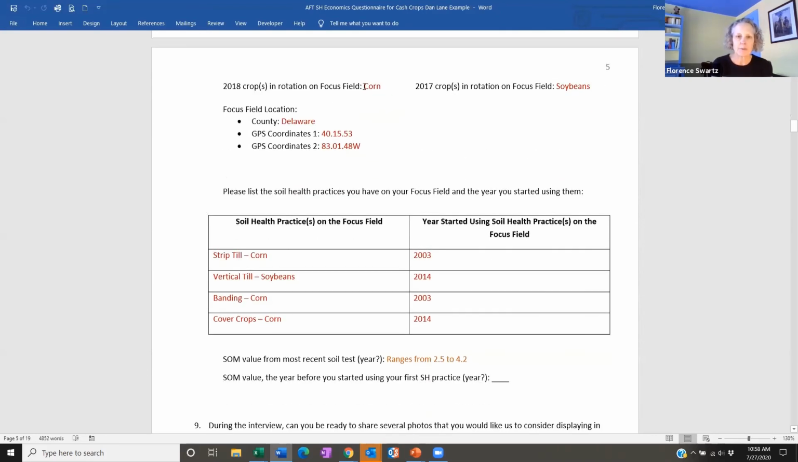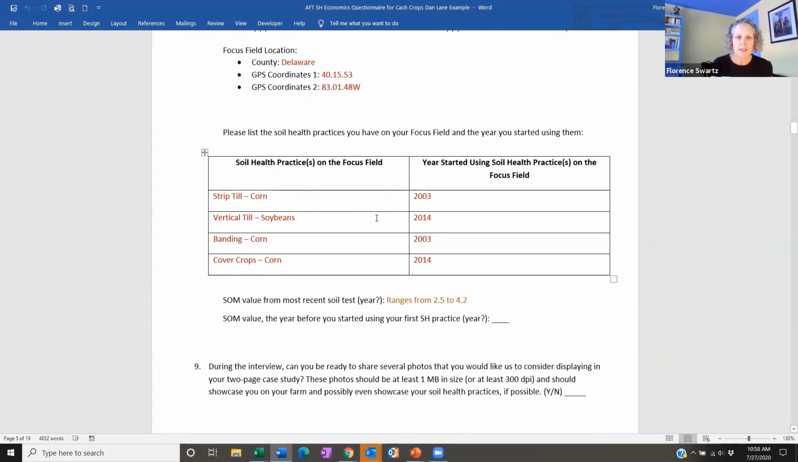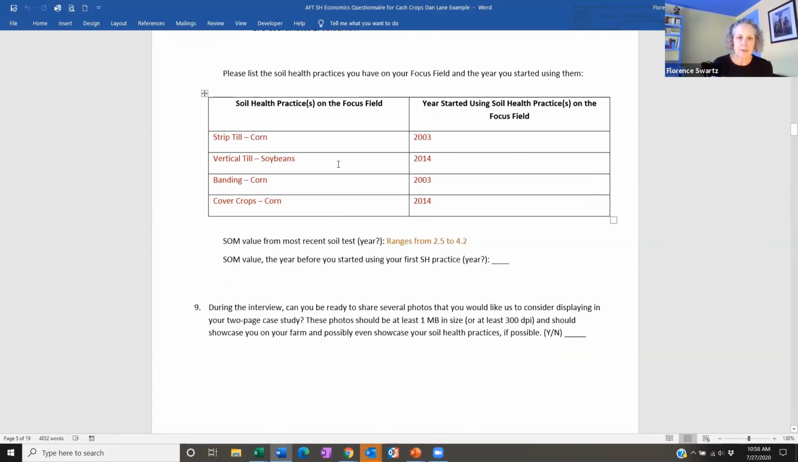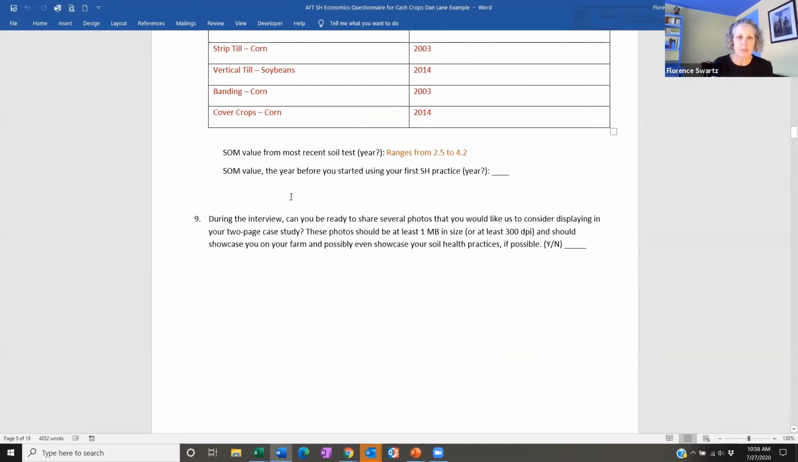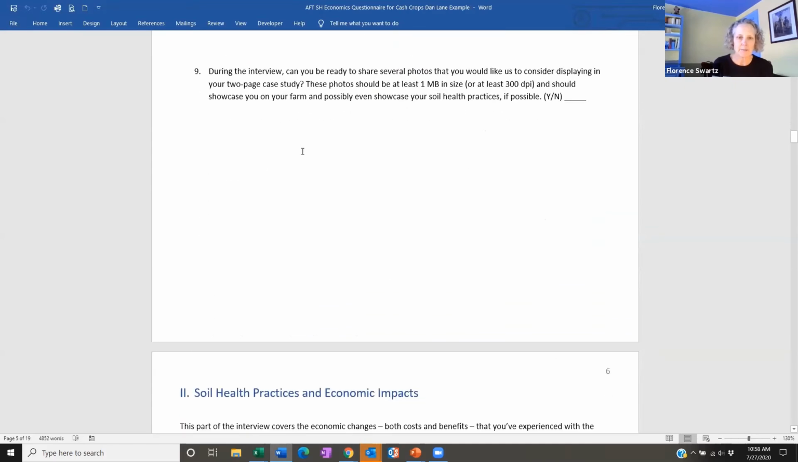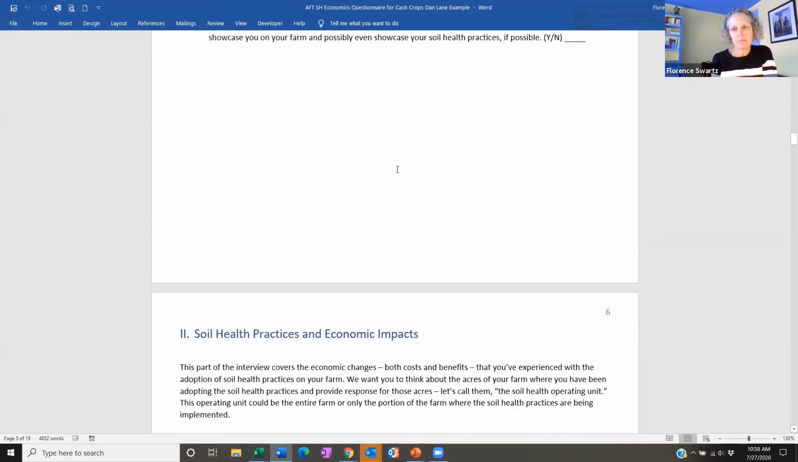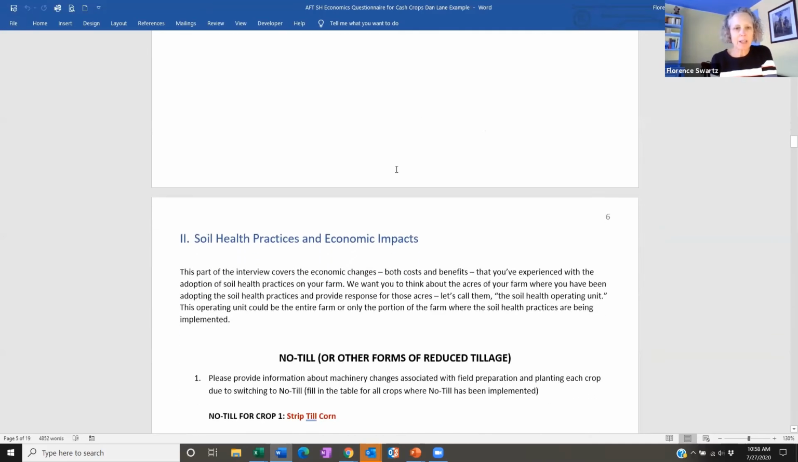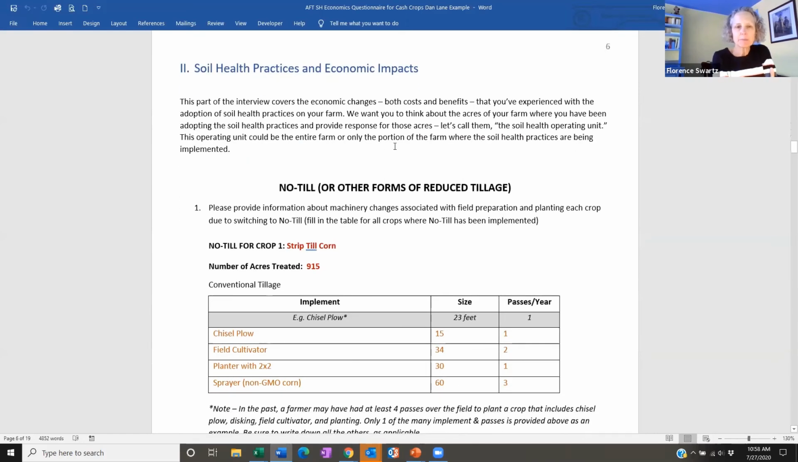And so then there's some more information. Where is that field located? What are its coordinates? And then we ask that they identify the soil health practices being used on that field and some soil organic matter data. And then finally, we have a question about the photos, and Michelle already talked about that, but this is where they would talk about photos they might have available themselves.